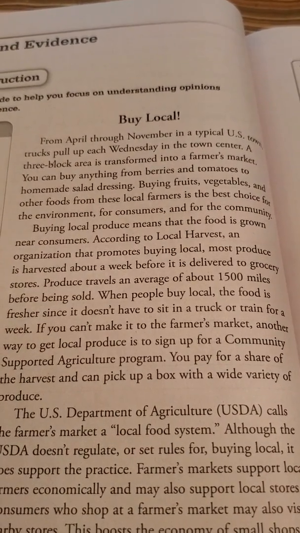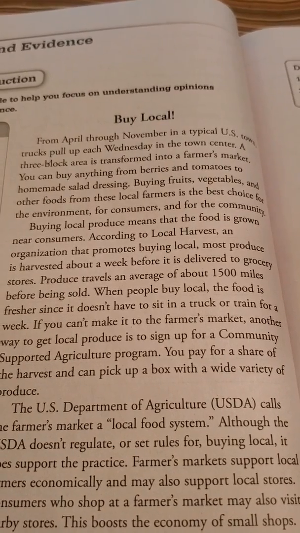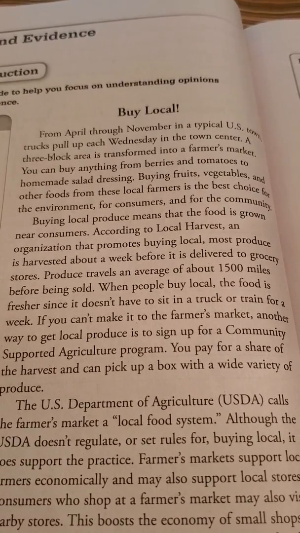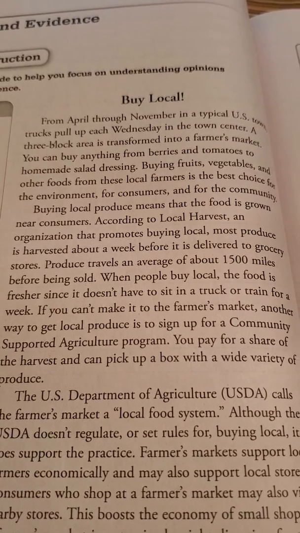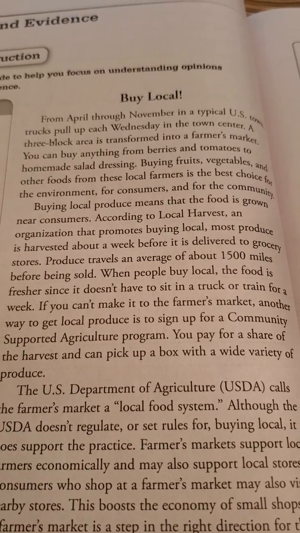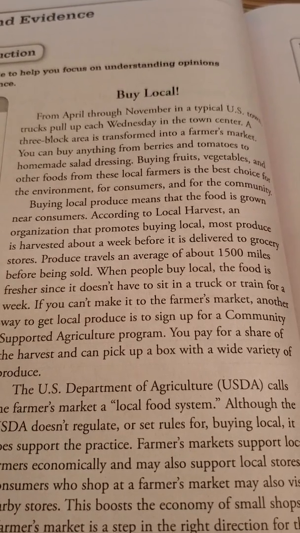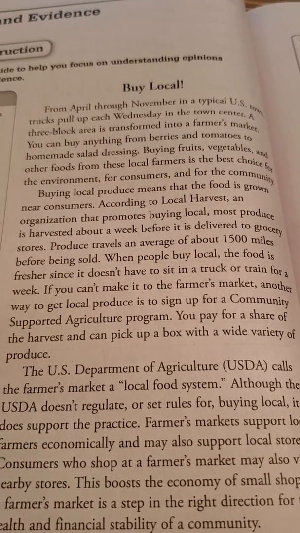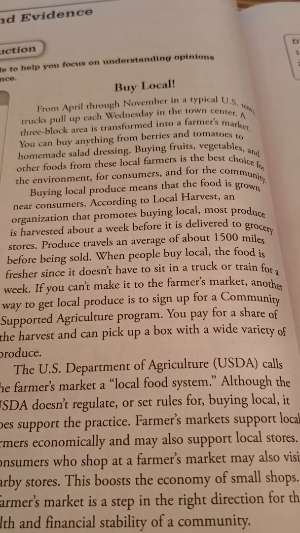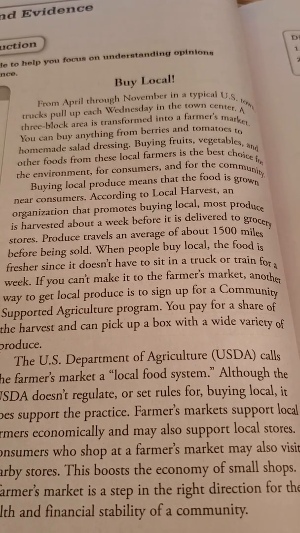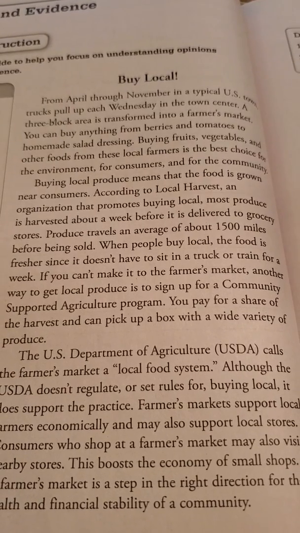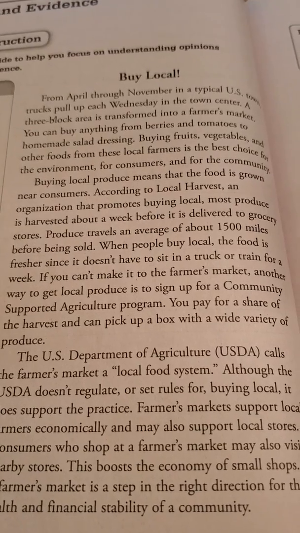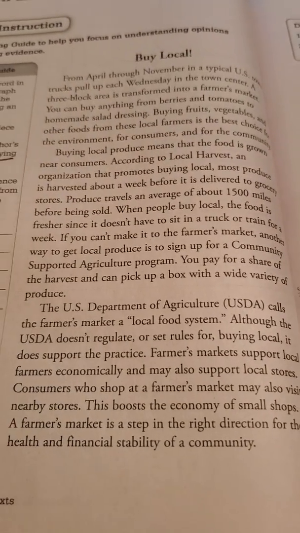According to Local Harvest, an organization that promotes buying local, most produce is harvested about a week before it is delivered to grocery stores. Produce travels an average of about 1,500 miles before being sold. When people buy local, the food is fresher since it doesn't have to sit in a truck or a train for a week. If you can't make it to the farmer's market, another way to get local produce is to sign up for a community-supported agriculture program. You pay for a share of the harvest and can pick up a box with a wide variety of produce.